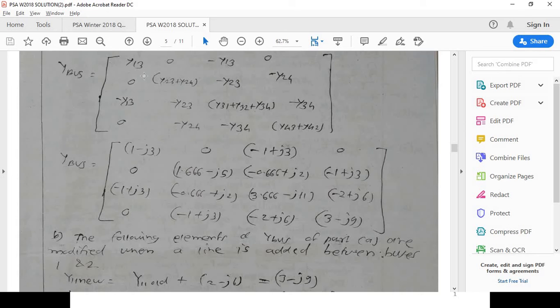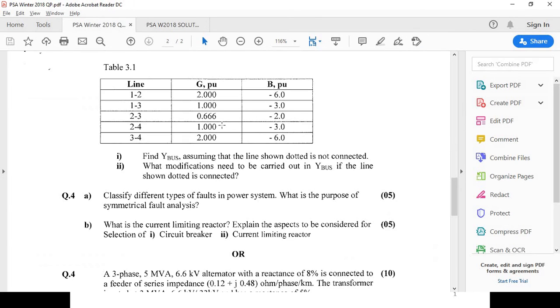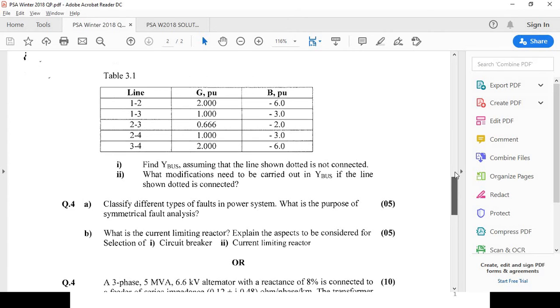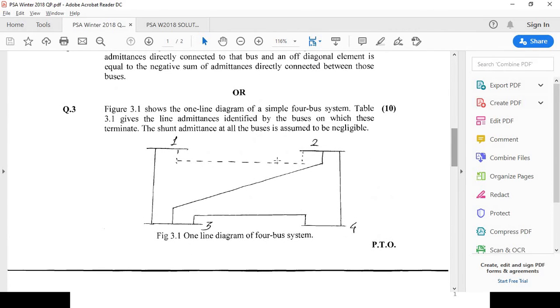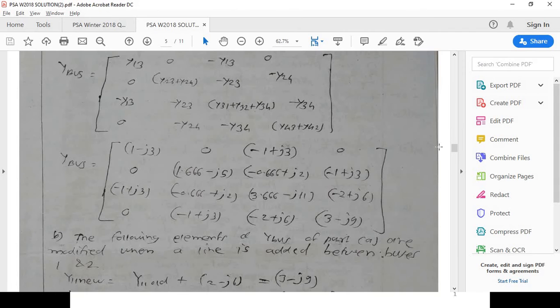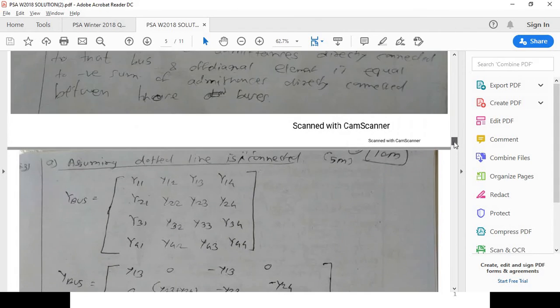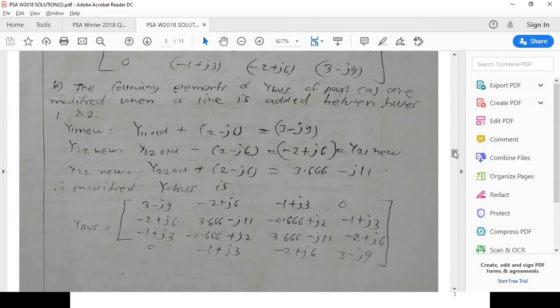Now what is the second part? In this second case, what modification needs to be carried out in Y bus if the line shown dotted is connected? Now here you have to calculate the Y bus matrix again whenever an extra line is added. Now here you can solve the example in two ways.